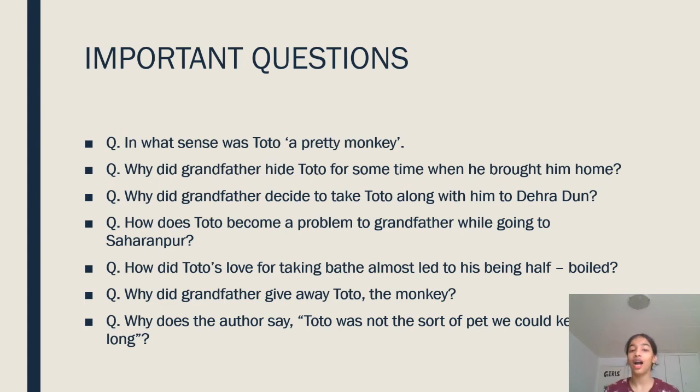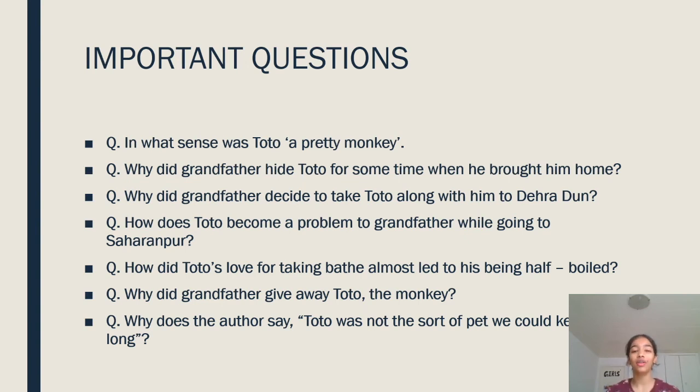Next question, how does Toto become a problem to grandfather while going to Saharanpur? Toto was behaving very well all the while, but while the grandfather was paying for his ticket to the ticket collector, Toto decided to become a little naughty and poke his head out of the black canvas kit that he was being carried in. And so grandfather had to pay for him as well because the ticket collector classified him as a dog. So that's the answer to this.